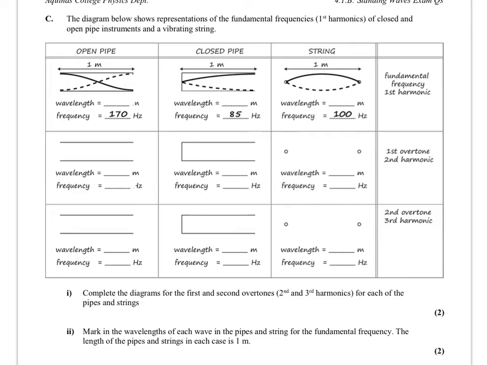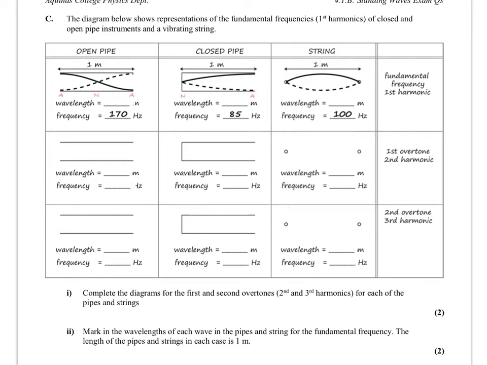For question C, we're asked to complete the diagrams for the open pipe, closed pipe and stringed instruments for the first overtone and second overtone. So that's the second and third harmonics. We've already been given the diagrams for the first harmonic, or the fundamental frequency, and it's quite useful to mark in what we've got at either end, because that will set the guidelines for the rules for each of these instruments.